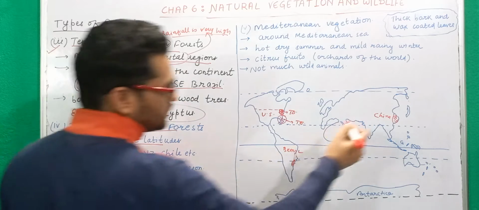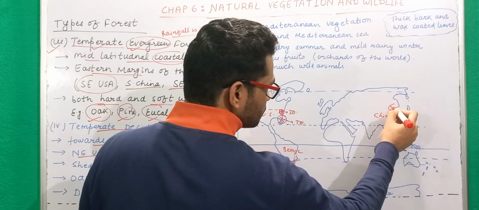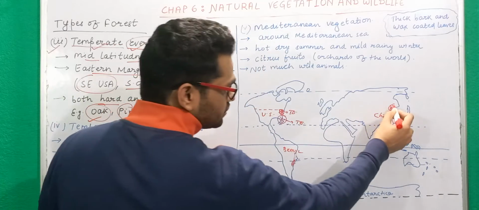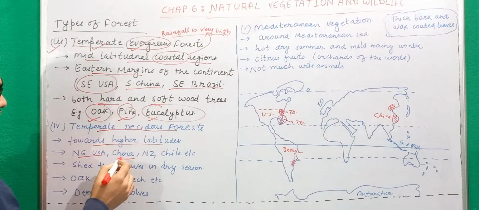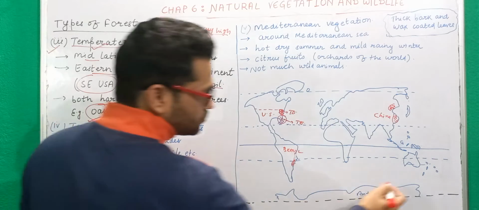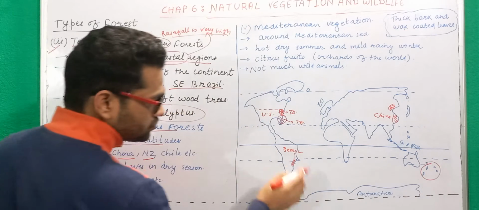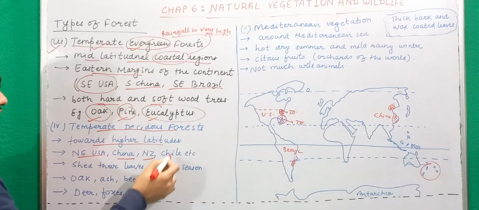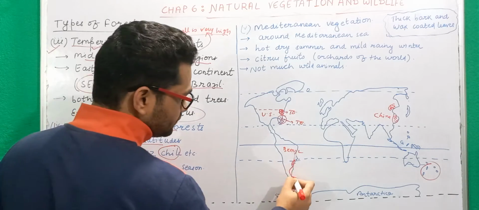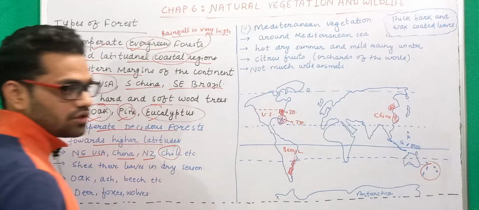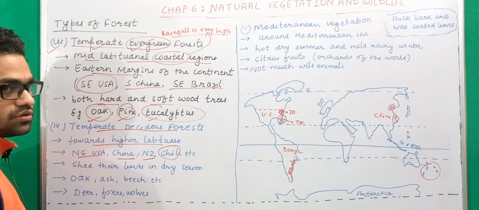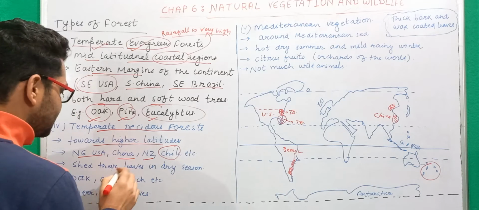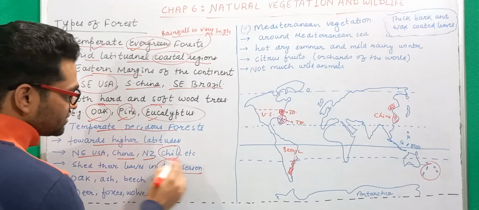In China, this area, which is also called Manchuria, you will find it too. Then New Zealand, so this is part of New Zealand, below the Southeast Brazilian coast. And then Chile is the area present here. So you will find temperate deciduous forest here. They shed their leaves in the dry season.